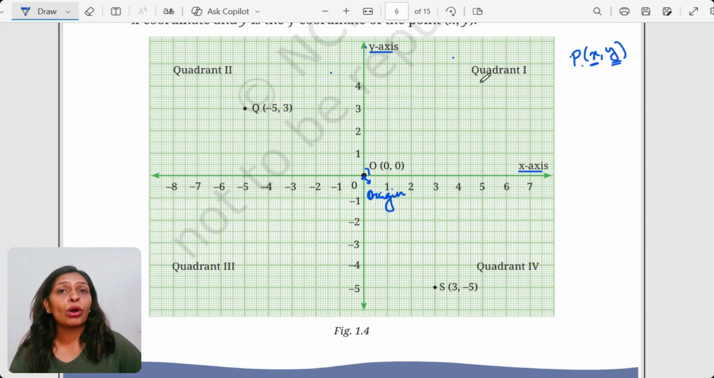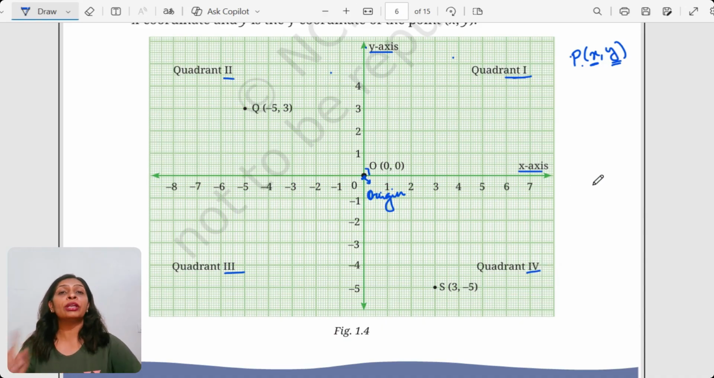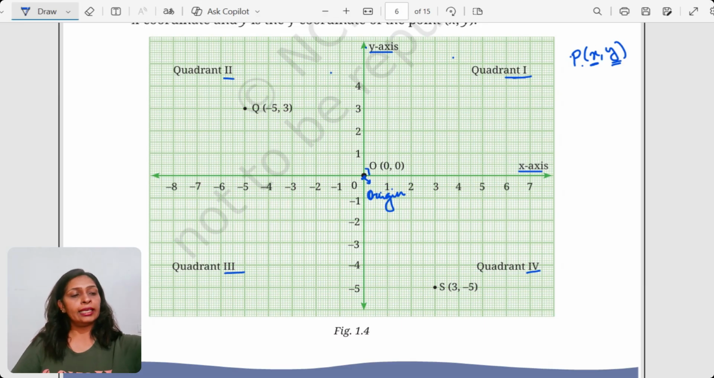Quadrants. We are all familiar with the word quadra. It is for 4. So we start with this first one, and then we go anti-clockwise. We go anti-clockwise, and this will be the second one. Then we have the third, and then the fourth quadrant. So how many quadrants do we have in a Cartesian plane? There are a total of 4 quadrants in the Cartesian plane, right?